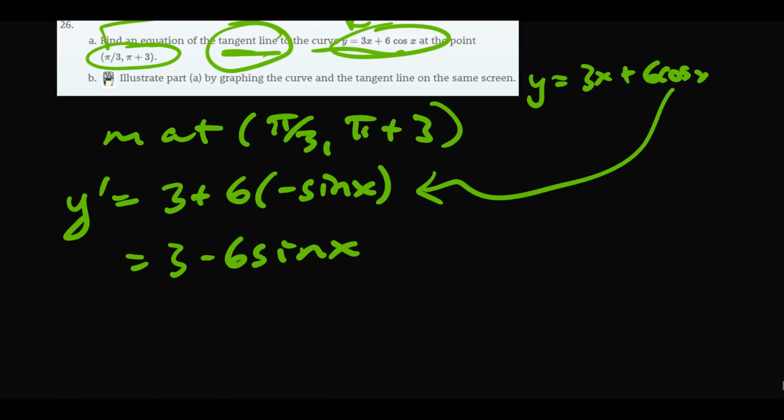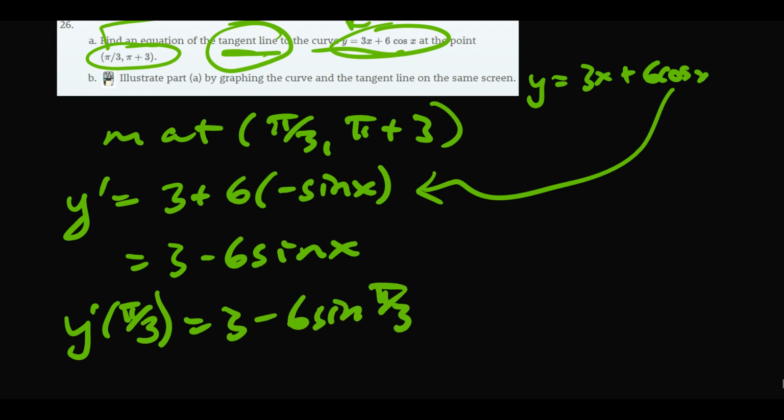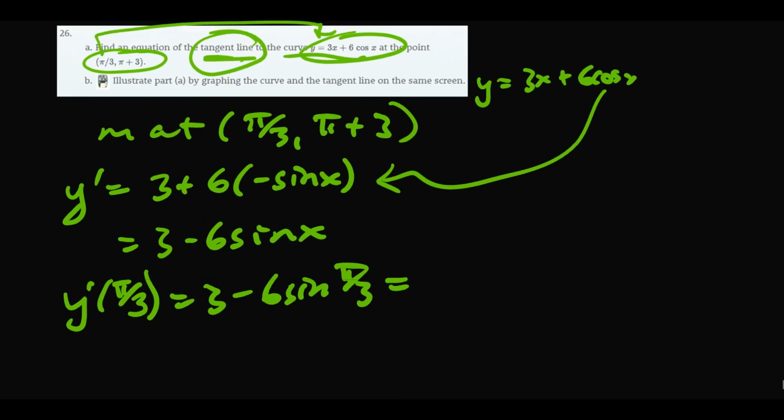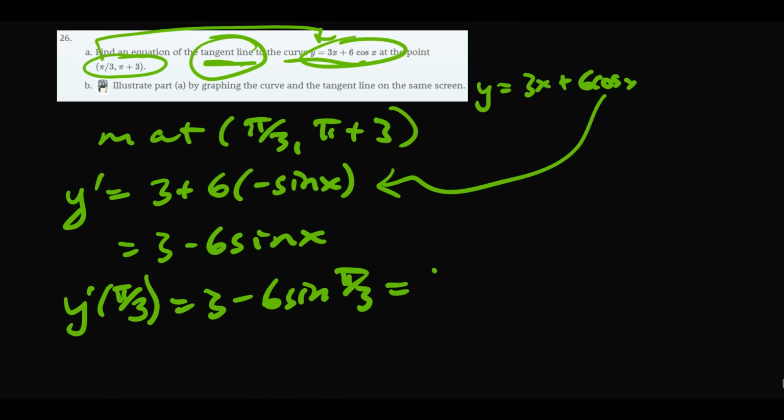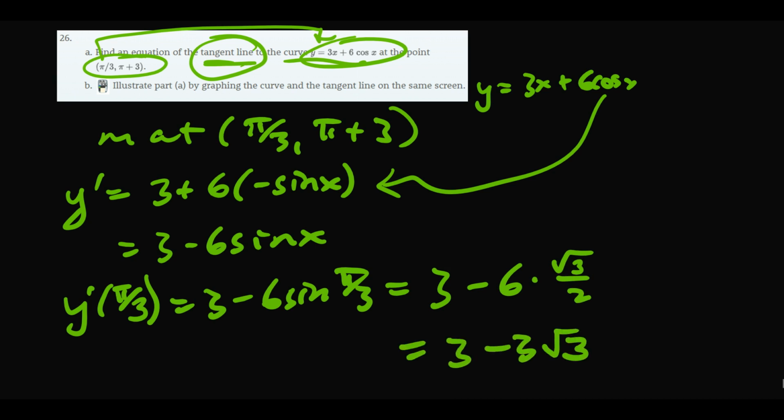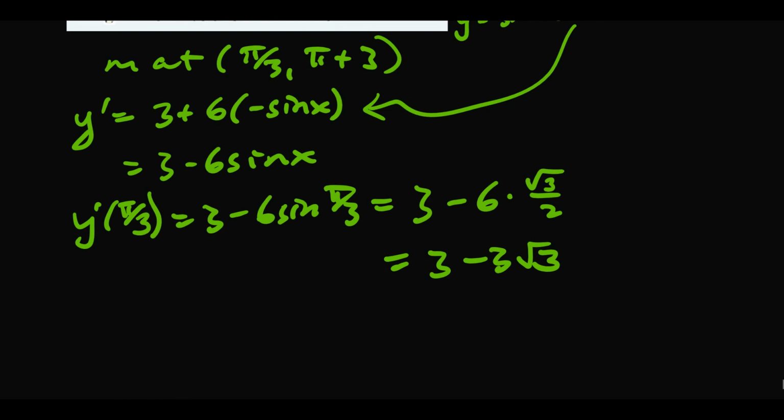And then the slope at pi over 3, y prime at pi over 3, will be 3 minus 6 times the sine of pi over 3. So sine of pi over 3 is root 3 over 2. So this is 3 minus 6 times root 3 over 2. So this is 3 minus 3 root 3. And there you have it. So that is the slope that we need.